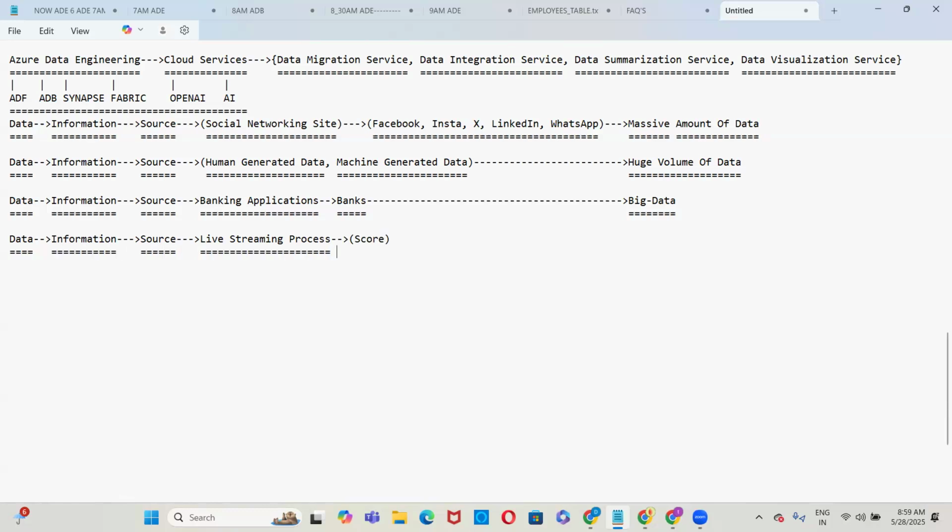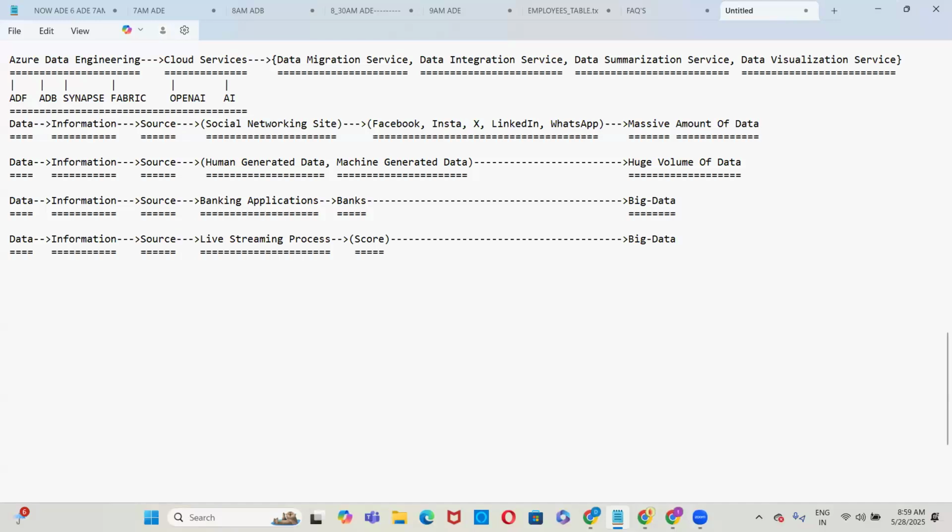And this score keeps on changing, not every hour, every 5 minutes it changes. Am I right? So this is called as what? Live streaming data, guys. So this is actually the big data right now in the market. We are using it, right?